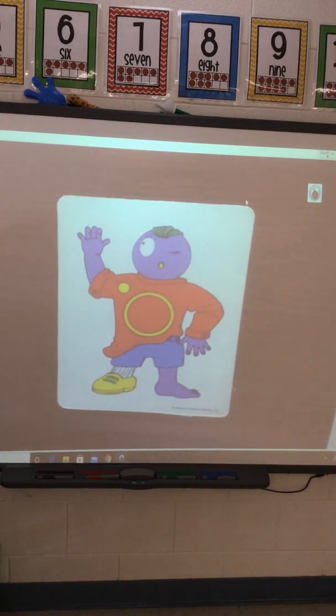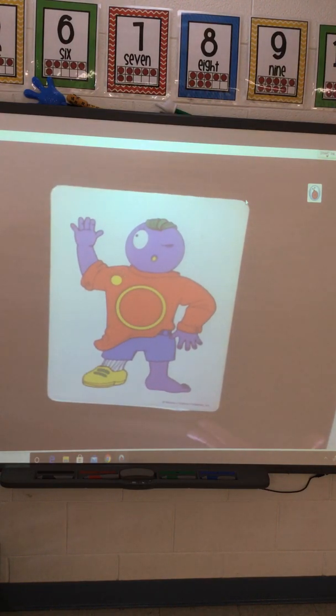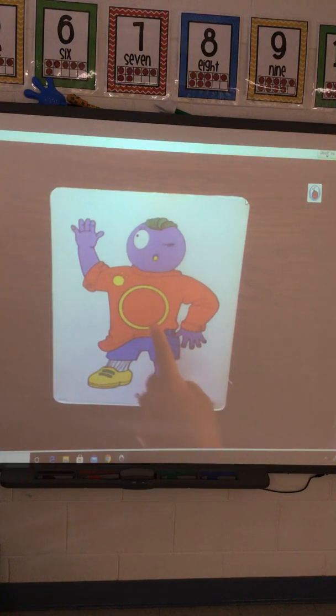Good morning, kindergarten. We are talking about the letter O again today. Yesterday, we learned some special things about the letter O. We learned that Mr. O is a vowel, which means he has two sounds. That's why his letter is yellow. That is also why he has that little sunshine or light on his shirt.